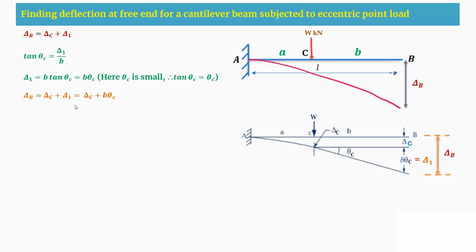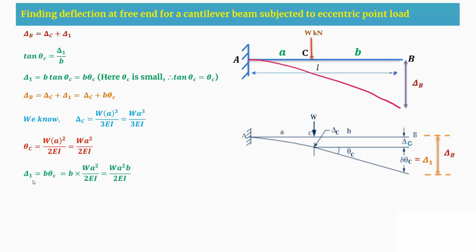Now I'm going to get this delta C and theta C. As we all know, the deflection at the free end when the load is acting at this portion will be equal to WL cube by 3EI. Here L is nothing but A, so that is WA cube by 3EI. Similarly, theta C will be equal to WL square by 2EI. Here the span up to the load is A, therefore it is WA square by 2EI. Now I am substituting in place of delta 1, as we know that it is B into theta C.